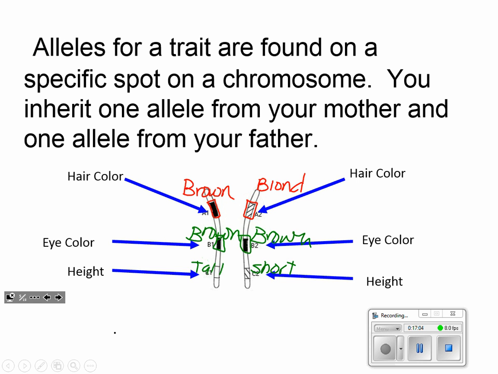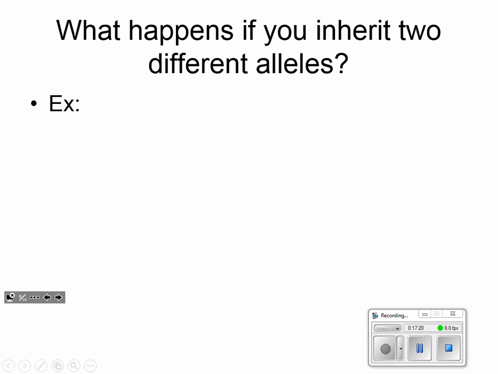All of these genes, though, are polygenetic. Did you remember reading that in your homework? It takes more than one of these to affect it, but we're just going to do two for now. All right. You get one from your mom, one from your dad, but they're on little places on your chromosomes, and they control what you look like. So let's get into this in a little bit more detail.